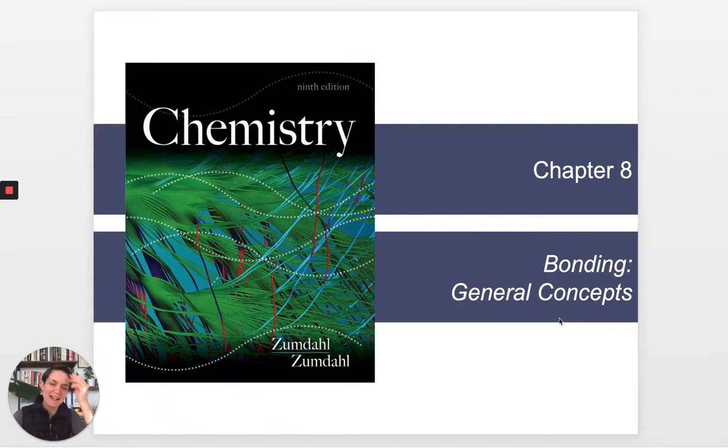Chem 120. The semester may be winding down, but we're actually starting the most exciting, in my opinion, chapter of the semester. So chapter 8 is all about bonding, and it's our opportunity to start to develop an understanding of molecules as three-dimensional physical things, which is exactly what they are.